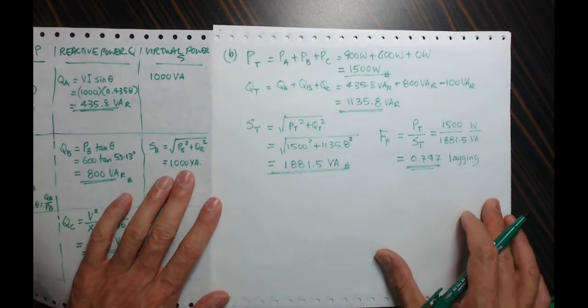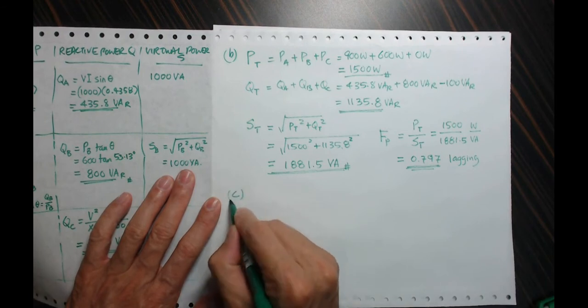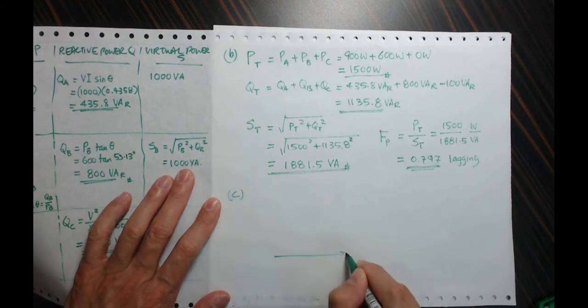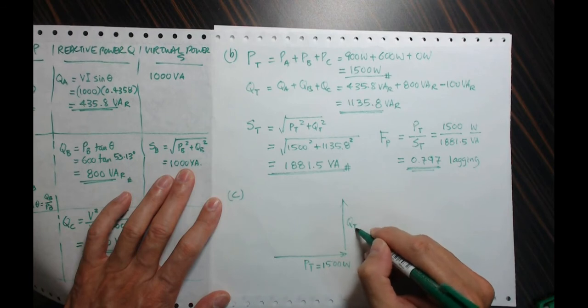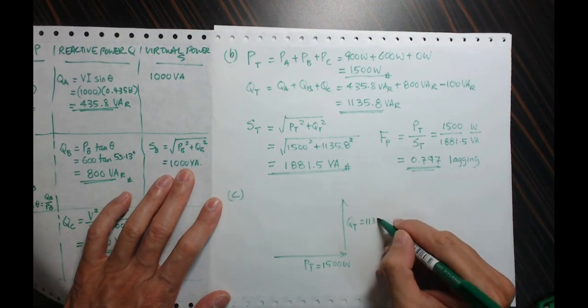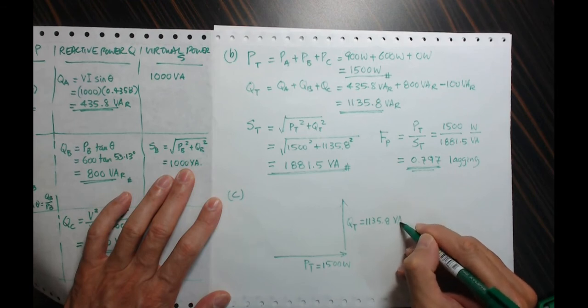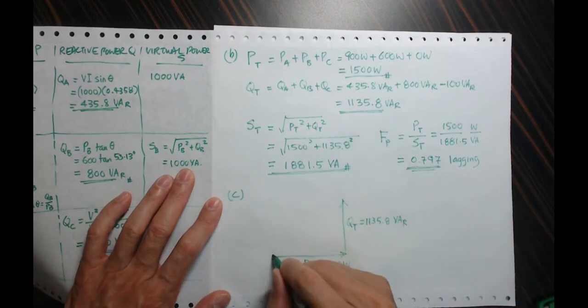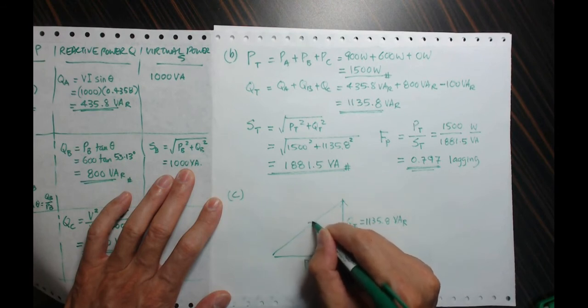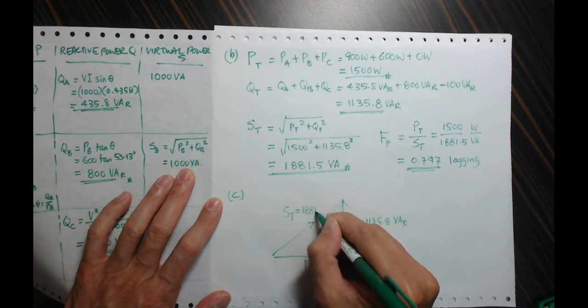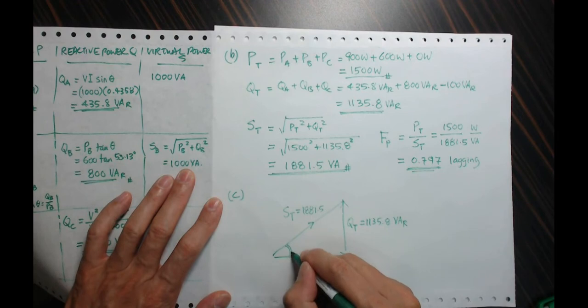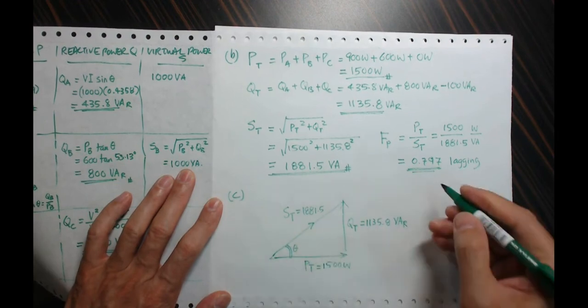So part C is to draw the power triangle. The power triangle: PT equals 1500 watt, QT is 1135.8 VAR. Therefore, the virtual or complex power ST is 1881.5, and this is the angle determined by this factor here, right?